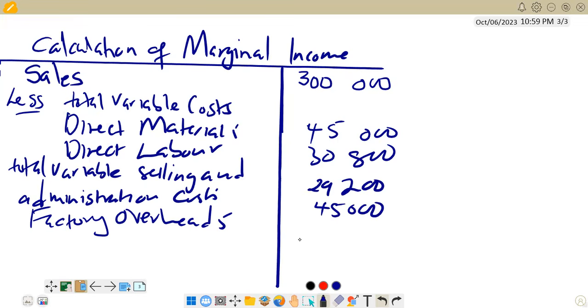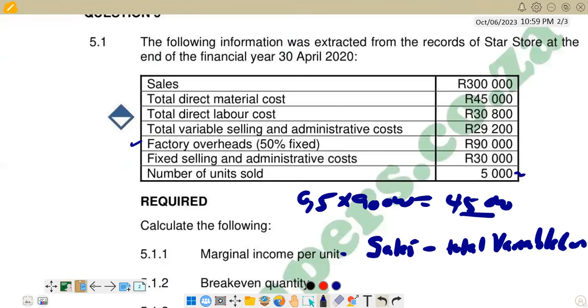Right. Having listed that, we can see that this is the last item that we have. Let's check our table in the question. The next one is fixed. If you come here, we now have fixed selling, and we are not looking for fixed. You only need variable. So we will leave that one and add the total for variable.